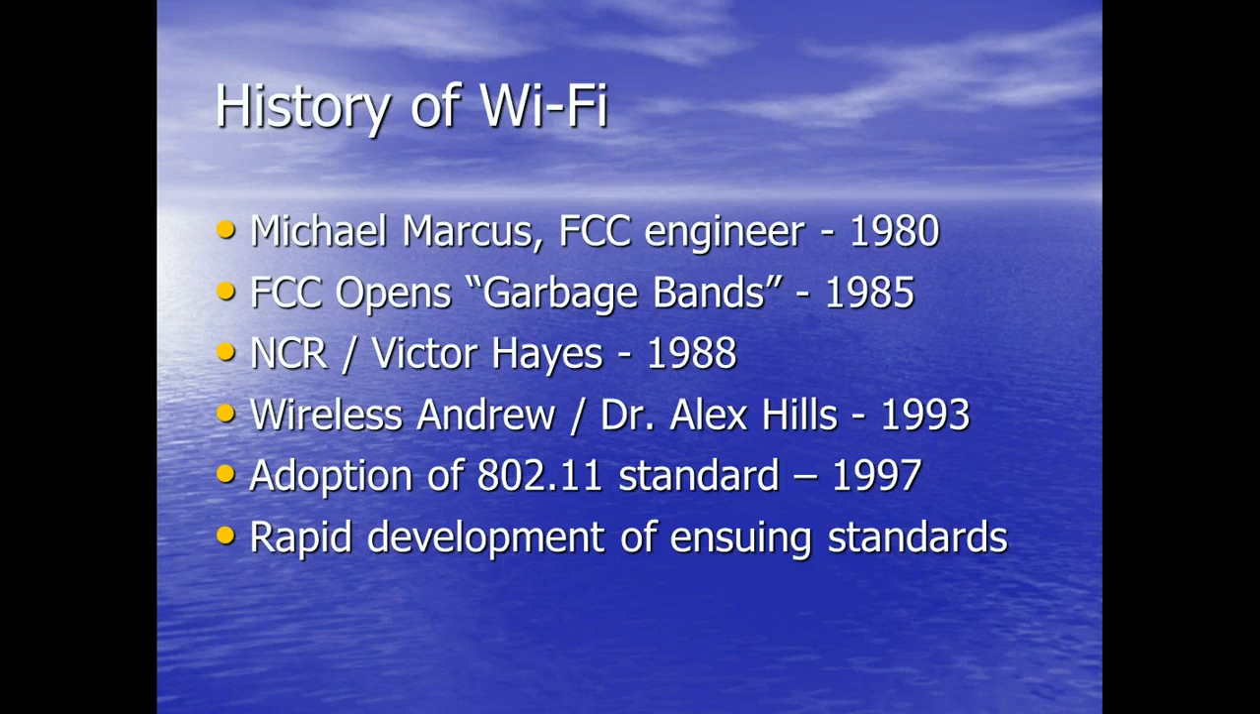It was officially done in 1985 by the FCC. Those bands were the 900 megahertz band, the 2.4 gigahertz band, and the 5 gigahertz band. So in 1985, okay, you guys can use this. A number of organizations tried some different proprietary things, and none of them worked together. And then in 1988, NCR wanted to install wireless cash registers in installations.